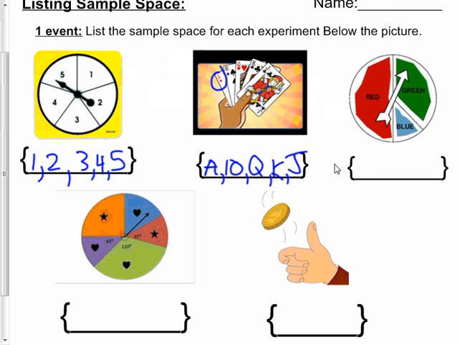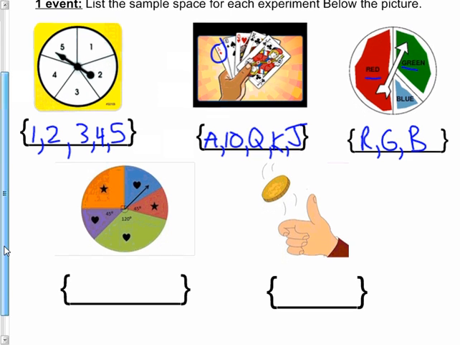All right, let's take a look at this first spinner. One possible outcome is I could get red. So I'll just put R for red. You do not always have to list the whole word. Another possibility is that I would spin green. The last possibility is that I would spin a blue. So here our sample space shows us that we have 3 possible outcomes.